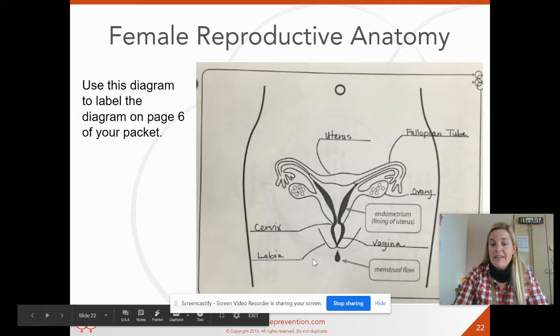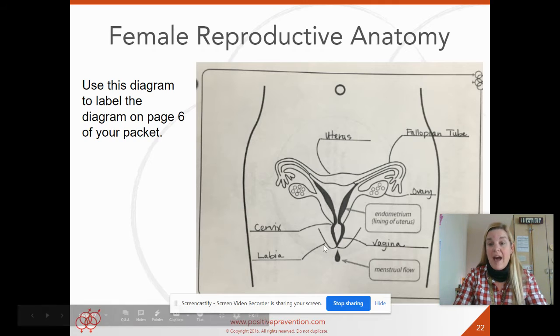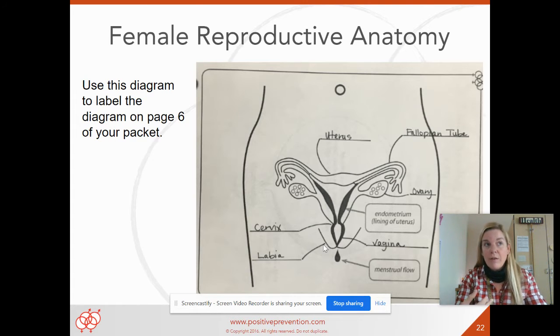Okay, the labia. This is a better look at the labia to point out how the labia is actually outside of the body. If I was to ask you if the male or female have external reproductive organs, I think it's obvious for the male. The penis and testicles are outside of the body, but the labia is also outside of the body. So the labia would be the female's external genitals.